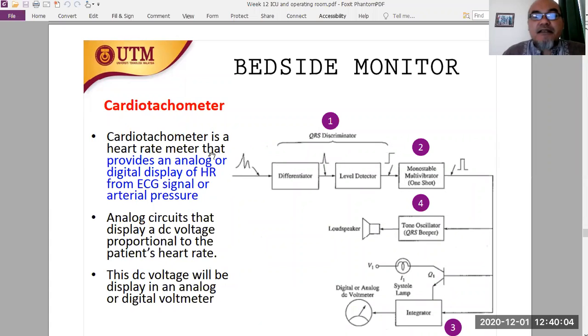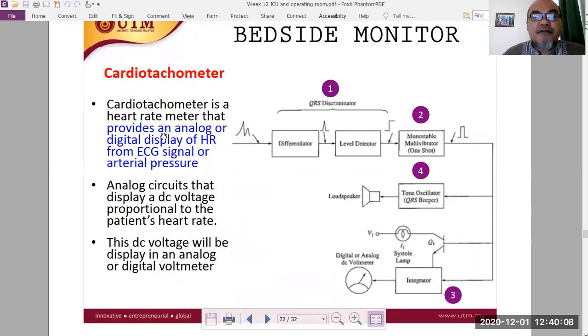Then the bedside monitor can also have a cardiotachometer, the heart rate meter that provides an analog or digital display of heart rate from the ECG signal or the arterial pressure. From the ECG, they use the QRS discriminator, differentiator and level detection to trigger a signal. Then using a monostable multivibrator for each single heartbeat, this one goes to the loudspeaker to represent the heartbeat. The other one goes to the monitor.